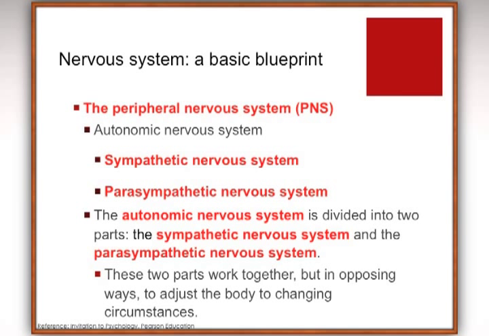The PNS also consists of the autonomic nervous system, which is further divided into the sympathetic nervous system and the parasympathetic nervous system. These two parts work together, but in opposing ways, to adjust the body to changing circumstances.